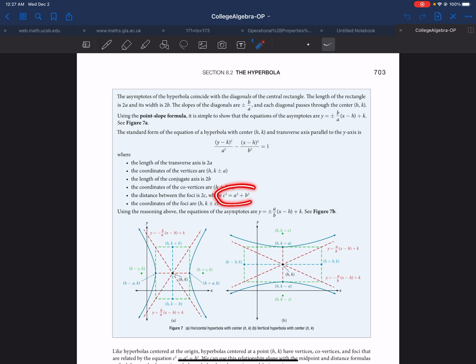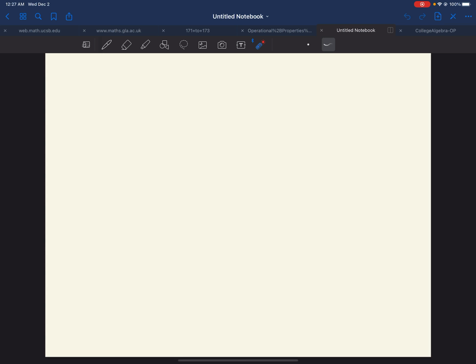The only thing we need, just like with the ellipse, is that in there c squared was a squared minus b squared, and this time it really is the Pythagorean theorem. So let me show you a couple examples. First of all, let's take something like, and I'm just making these up, x squared over 4 minus y squared over 25 equals 1.